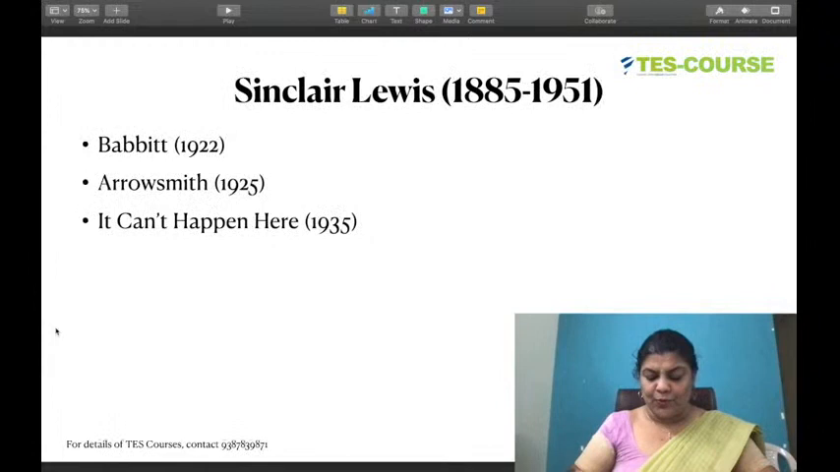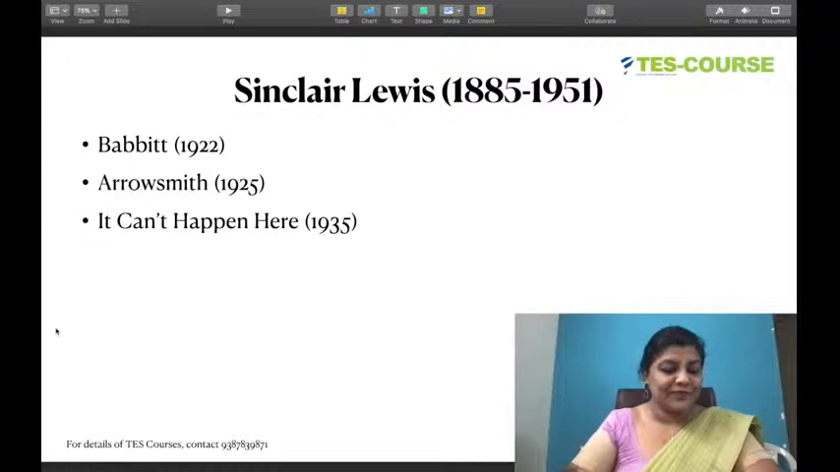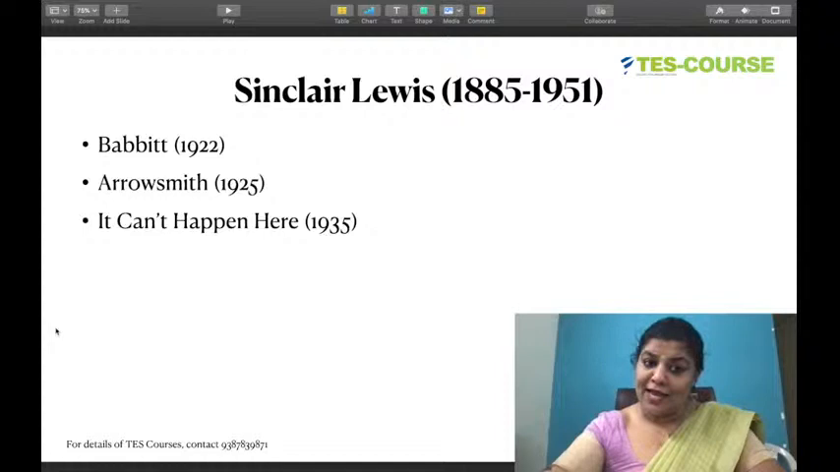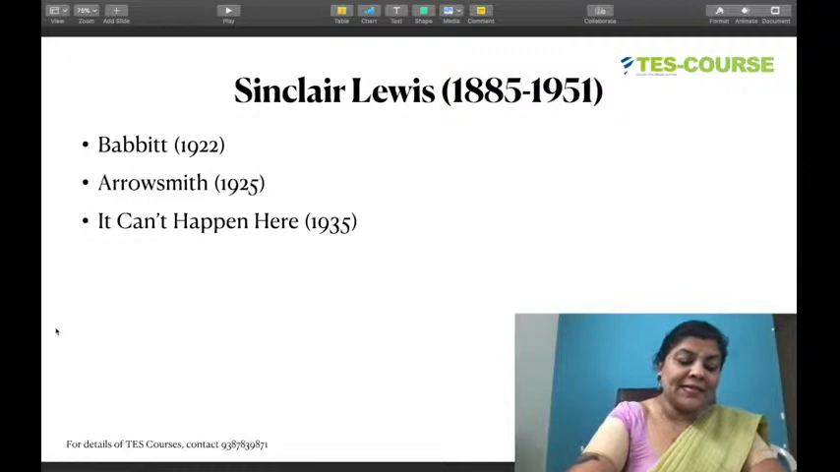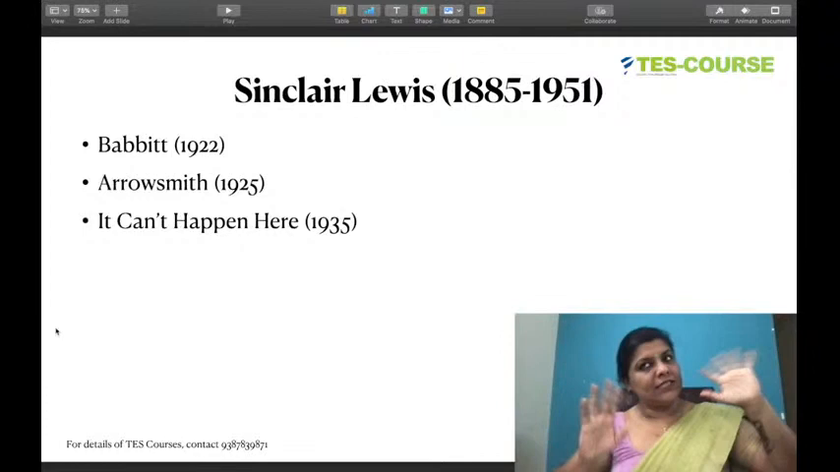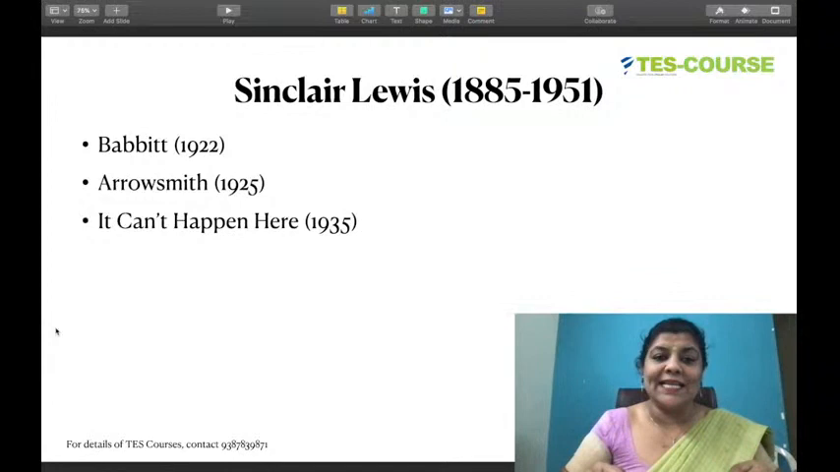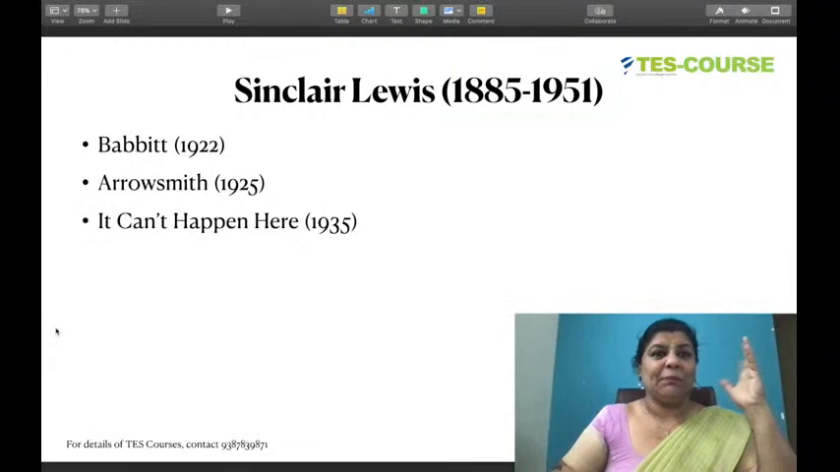Sinclair Lewis is important. Why is Sinclair Lewis important? Sinclair Lewis is the author of many important novels about the upper classes. He was the first American Nobel laureate. He is the author of Babbitt, Arrowsmith, It Can't Happen Here. Will you remember these titles? I am acting like this because that is my nature, and also you will remember easily in the exam. Sinclair Lewis, first Nobel laureate. He wrote satires on upper classes.